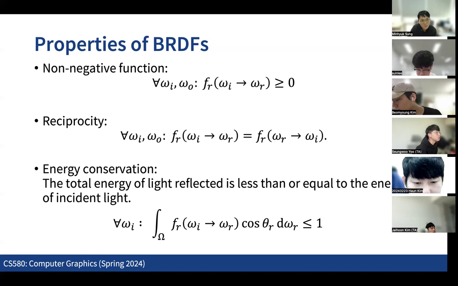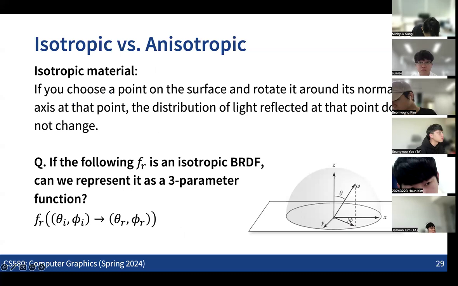So these are basically the three main properties for the BRDF. Another property we can think about is whether the BRDF is isotropic or anisotropic. For many cases, such as some kinds of paper or paint, we are actually seeing isotropic materials.